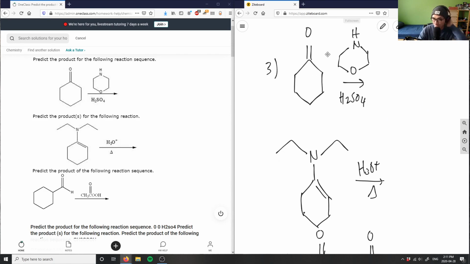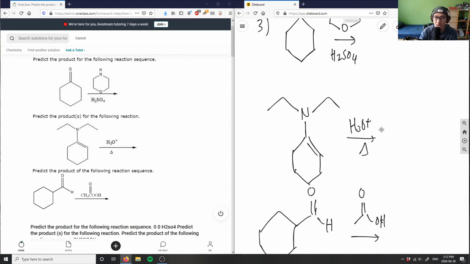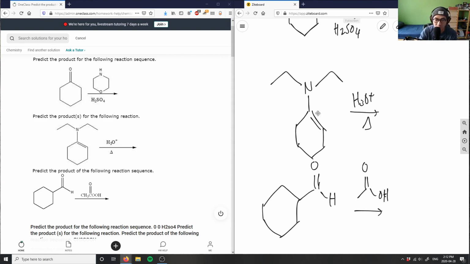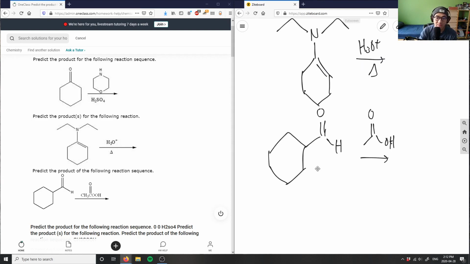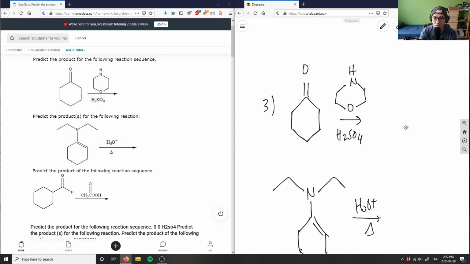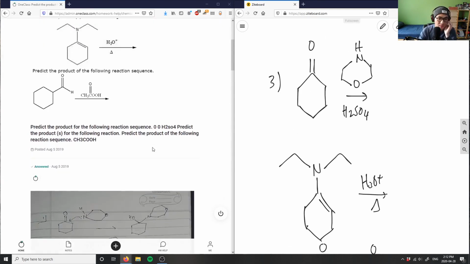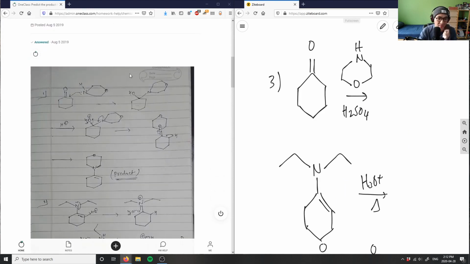So I'm predicting the product for the following sequence, right? Again, I have a ketone here, and I'm reacting it with this cyclic group, with this acid, to form something. And then I have this amine group here with a double bond here. I'm adding acid to form something as well. And then finally this aldehyde with this carboxylic acid. So let's look at this first one here. I'm going to see what they wrote here to see if they have the solution correct.